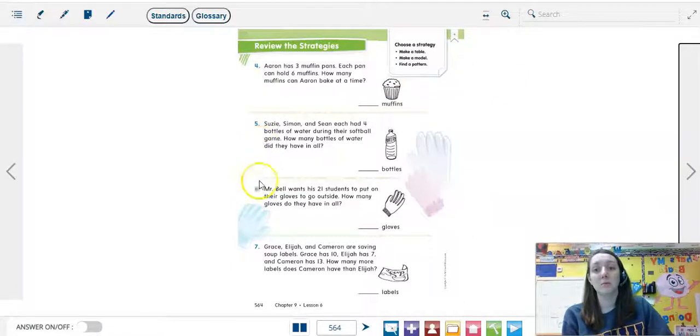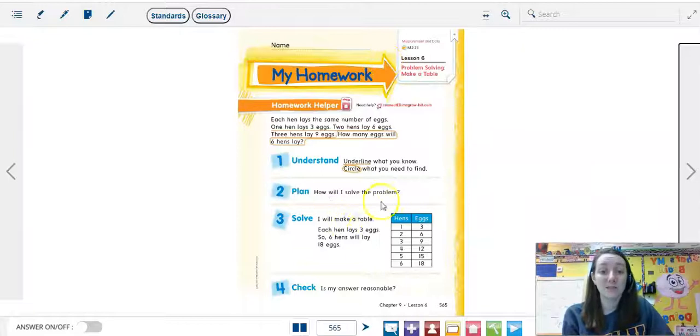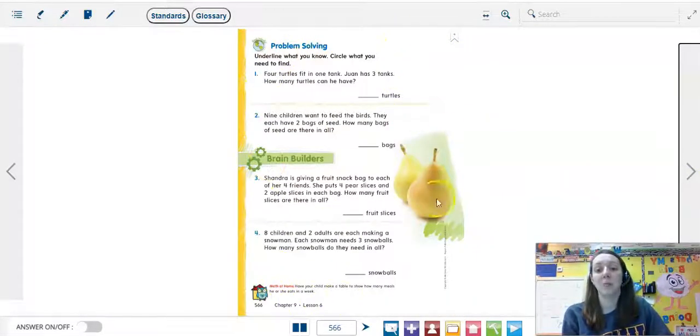So what I want you to do is on page 564, review these strategies. You'll probably want a separate piece of scratch paper to make your tables because they don't give you a lot of room. So I would recommend you have another piece of paper. Then your homework, you don't have to do this first page because there's nothing on there for you to do. Just the example, and you'll do your problem solving on this.